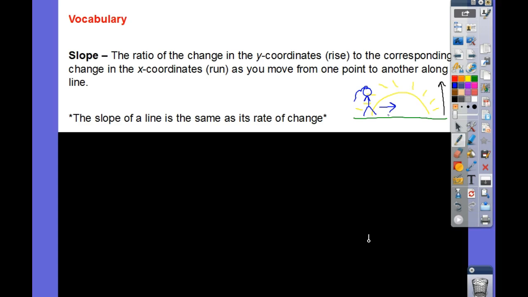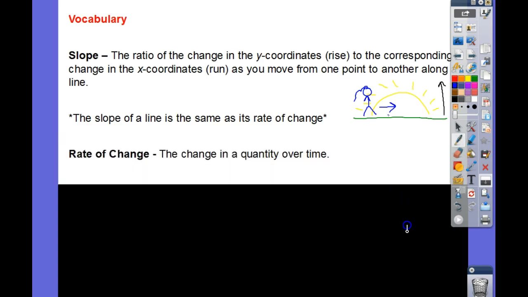The slope of the line is the same as the rate of change. I told you that at the beginning. The title of this section is slope or rate of change. They mean the same. Rate of change, typically you'll hear the definition to be the change in a quantity over time.